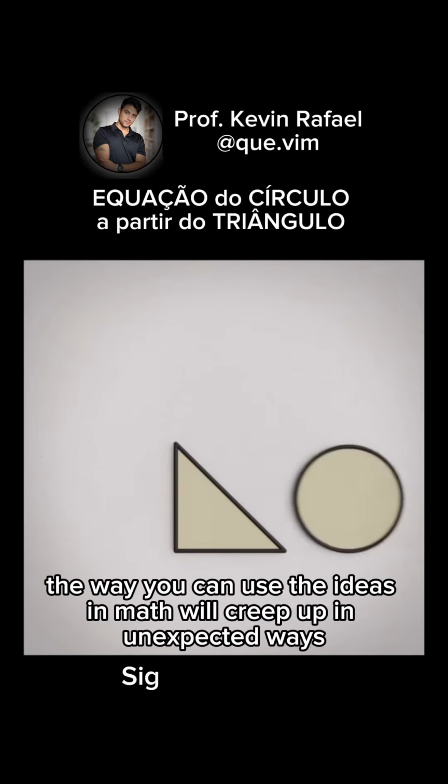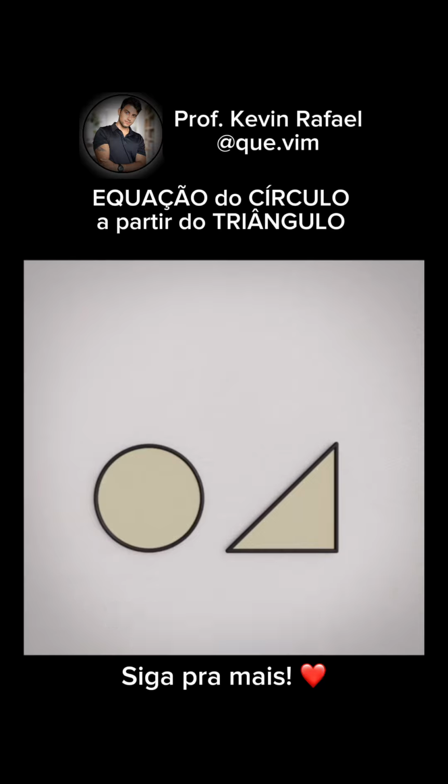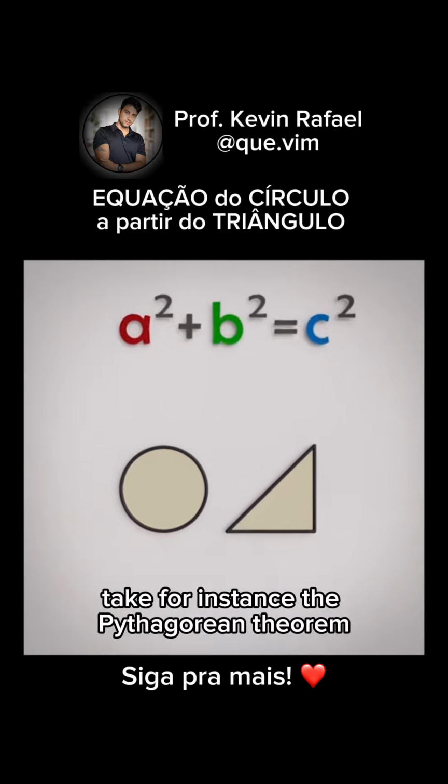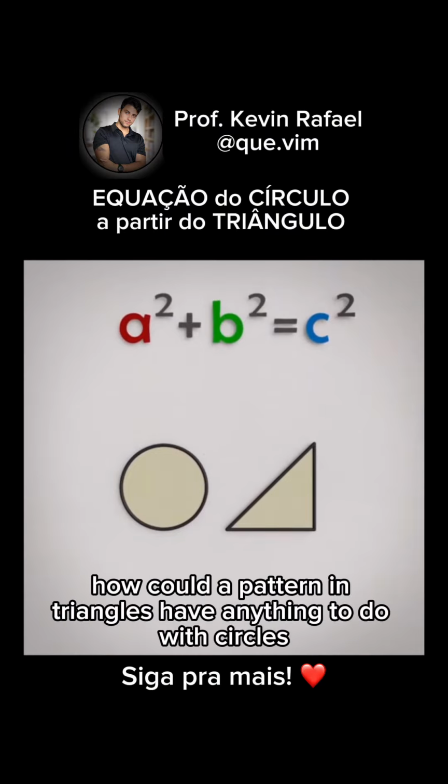Quite often, the way you can use the ideas in math will creep up in unexpected ways. Take, for instance, the Pythagorean theorem that describes the lengths of sides in right triangles. How could a pattern in triangles have anything to do with circles?